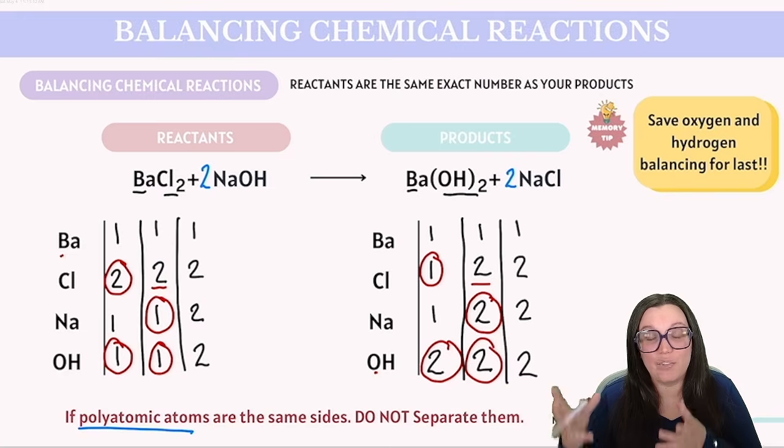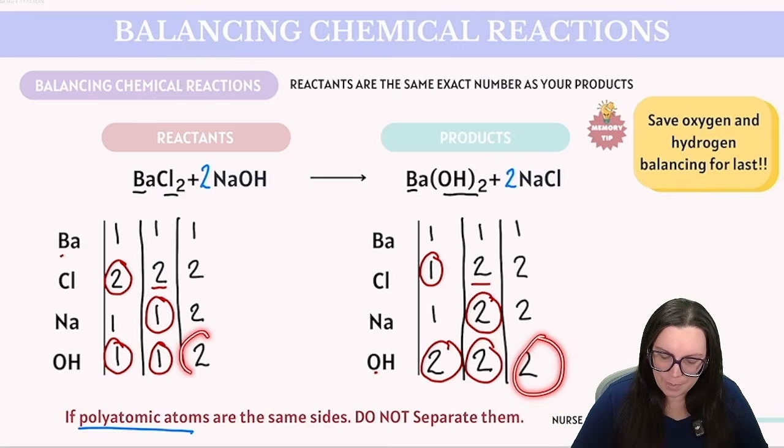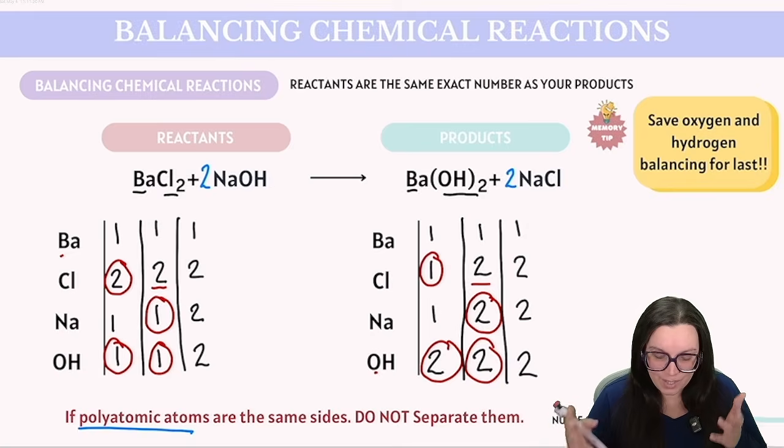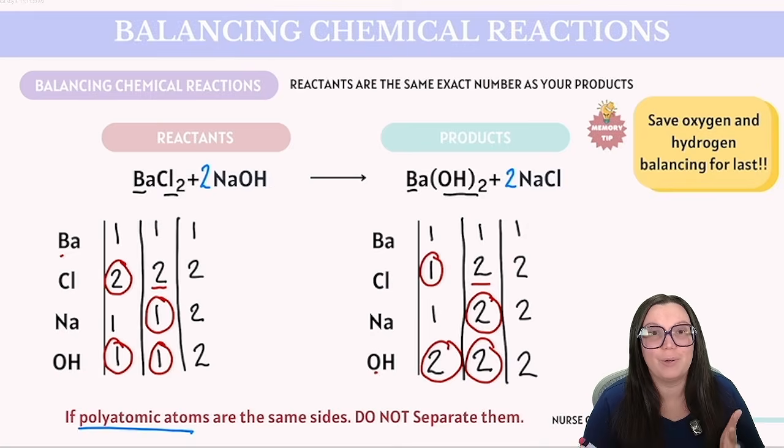So because we saved our oxygen and our hydrogen for last, they ultimately ended up balancing themselves out as we were balancing out the other elements. So now we have a completed chemical reaction that is balanced on both sides. Let's take a look at one more example.